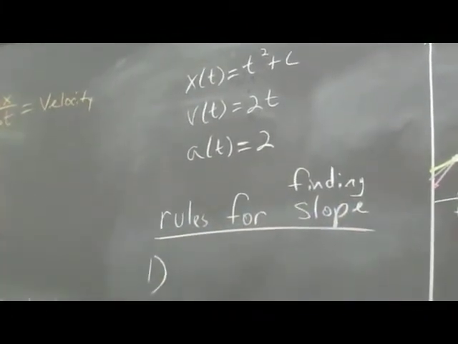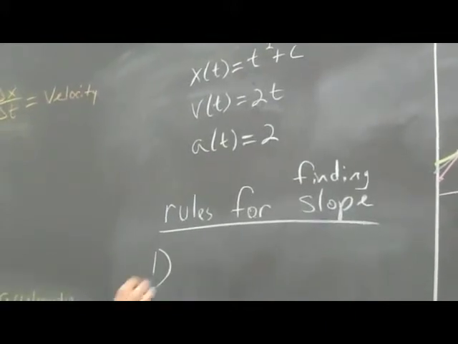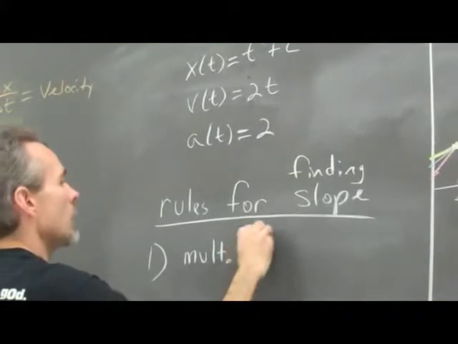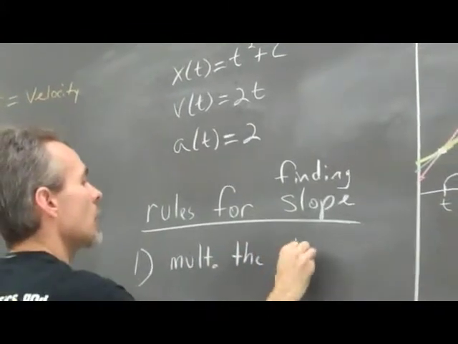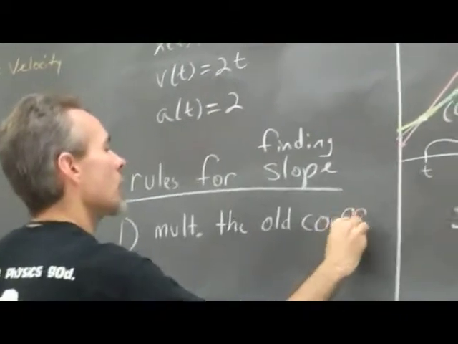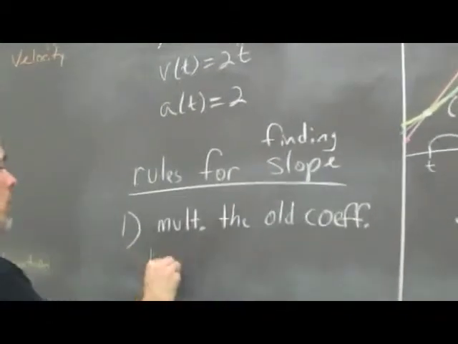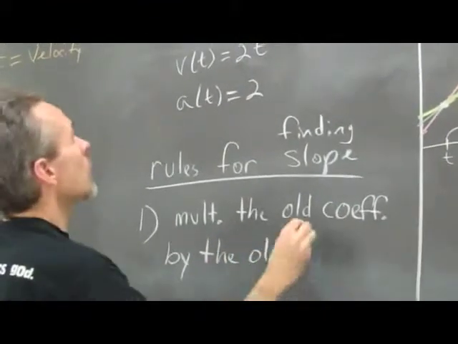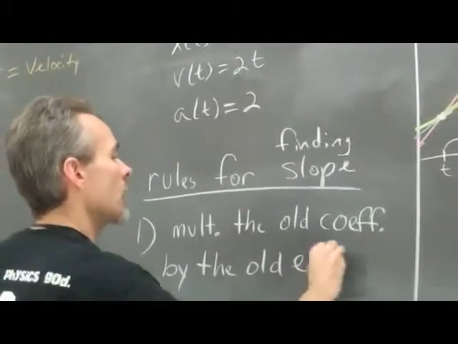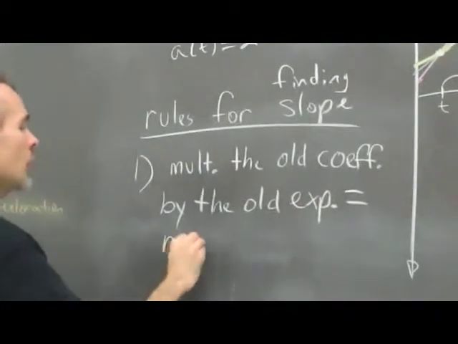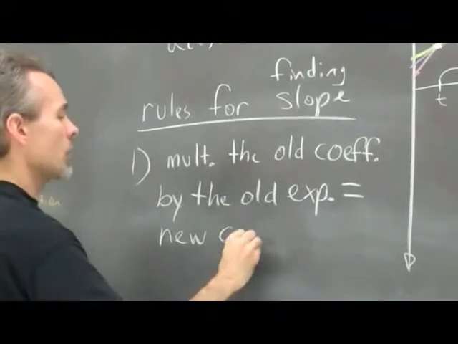There's only 2 of them. The first one is: multiply the old coefficient by the old exponent, and that's going to be equal to the new coefficient.